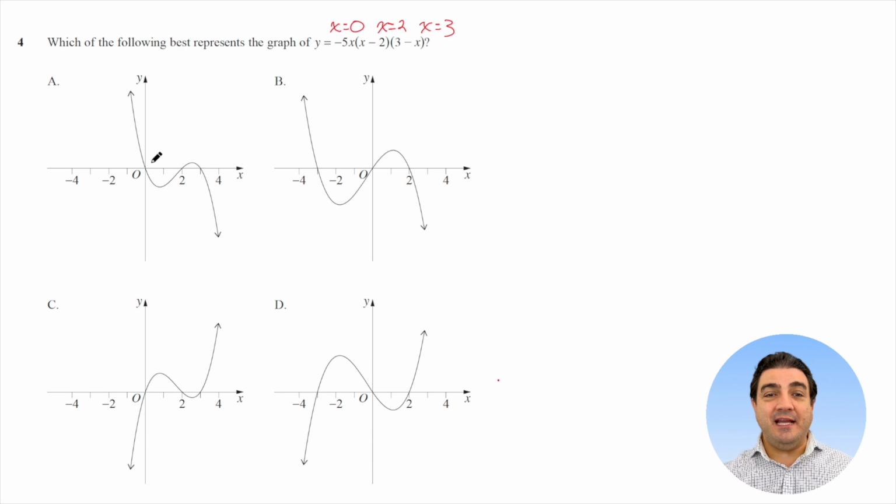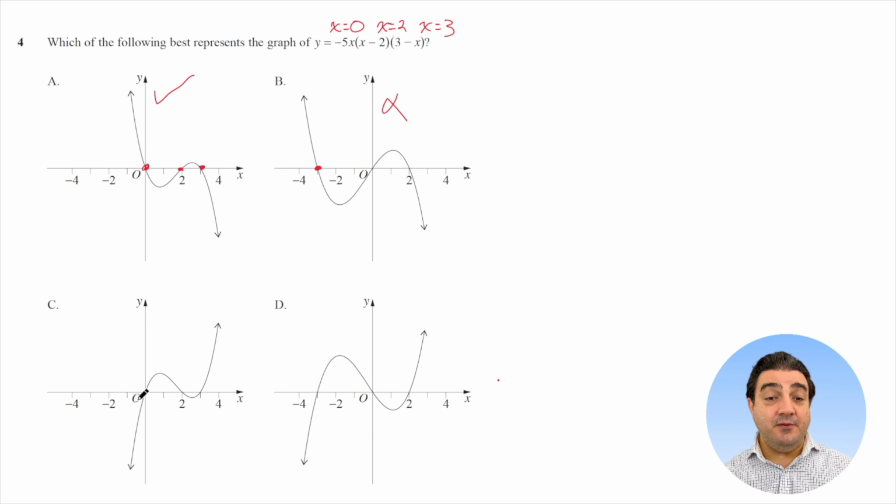In A, we have a 0 at 0, a 0 at 2, and a 0 at 3. Therefore, this graph is a good candidate for our function. What about B? In B, we have a 0 at -3. But we don't have a 0 at -3 in our function, therefore this is not a good candidate.